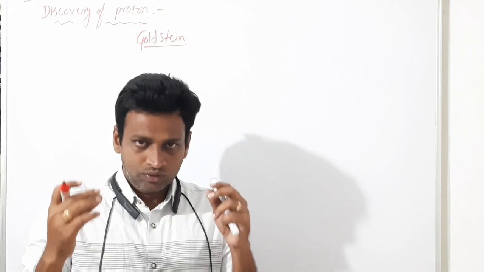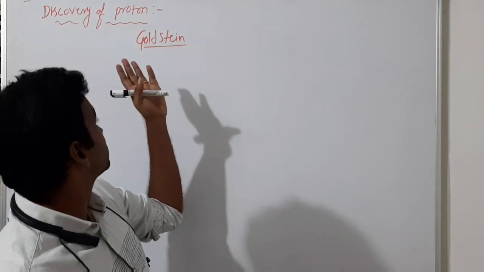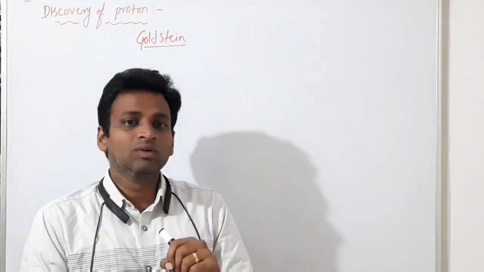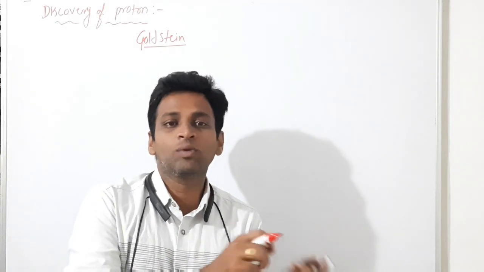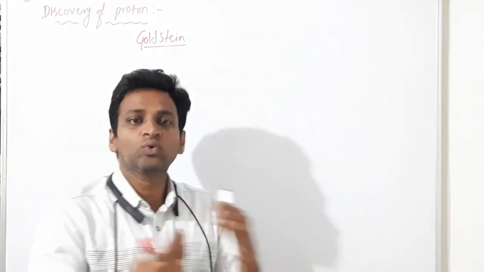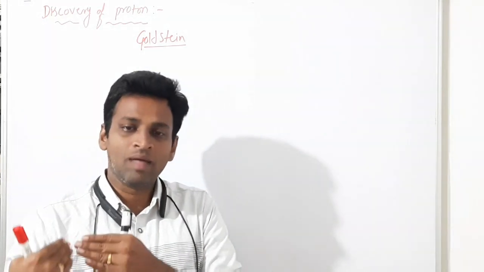How was the electron discovered? By using the cathode ray discharge tube experiment. Same story. Using the same cathode ray discharge tube experiment, he also discovered the proton, but he sent current in the opposite direction. In the discovery of the electron, the current flows from cathode to anode, so the rays traveled from cathode to anode. So he did the reverse.